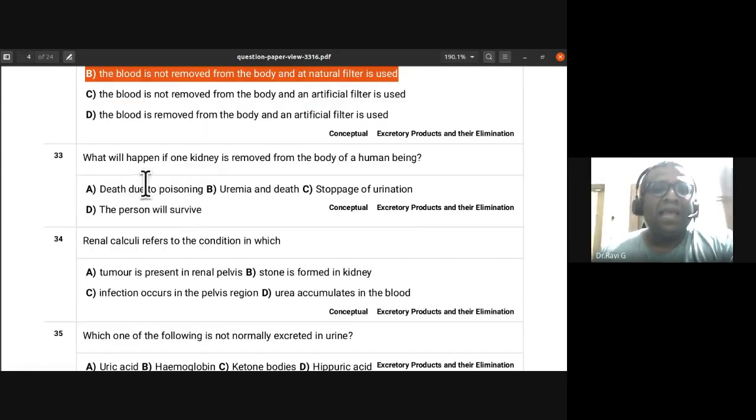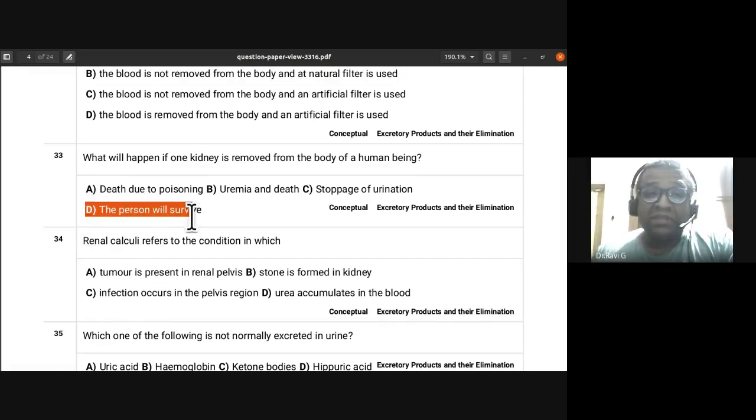33rd, what will happen if one kidney is removed from the body of a human being? Death due to poisoning, uremia and death, stoppage of urination, the person will survive. The person will survive is the right answer.